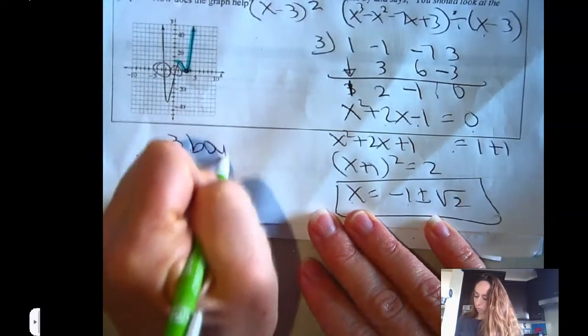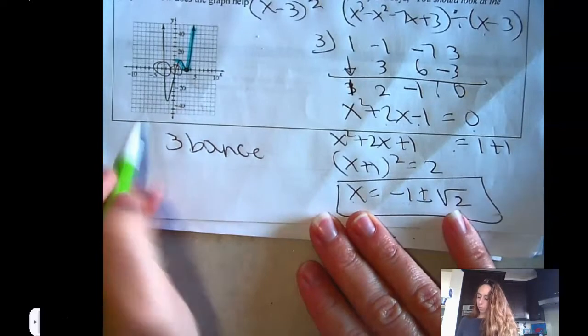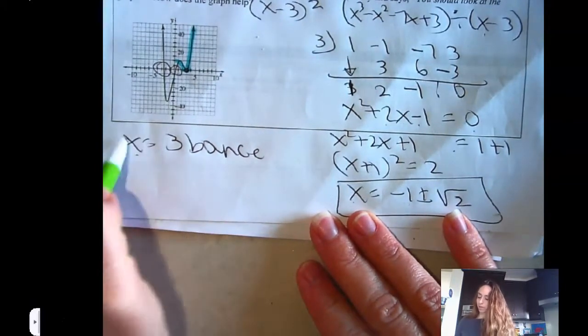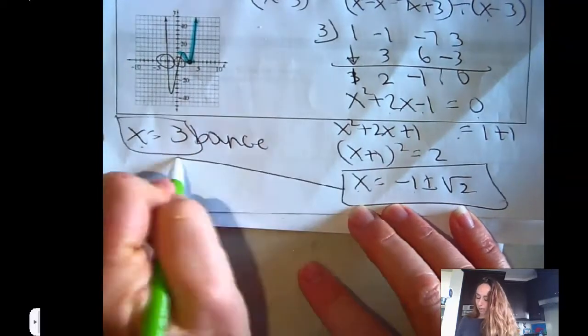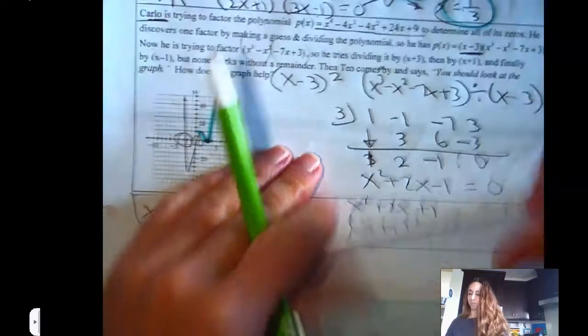We have 3 with a bounce, and then so x equals 3 with a bounce. But technically it's x equals 3, okay? But we know the bounce means there's actually 2 of them, and then x equals that. There's a total of 4. X to the 4th power, we're good.